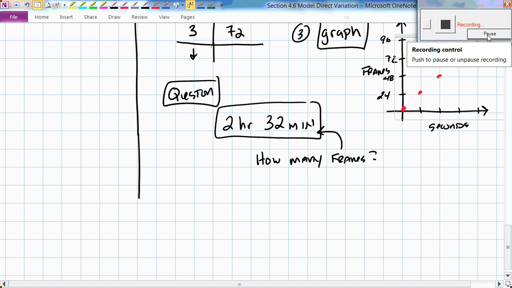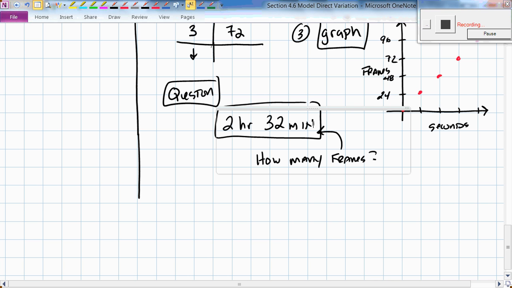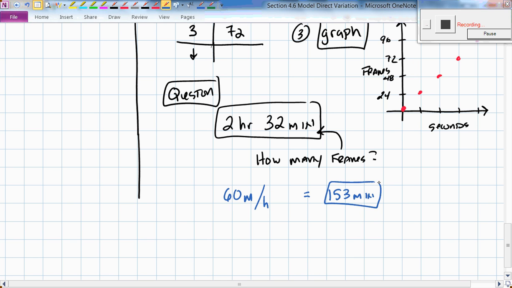It turns out, we looked it up on Google, and The Dark Knight's 153 minutes, so I was off by 1 minute. So we corrected our error there. Okay, how did you figure out how many frames we looked at here? Morgan, what'd you do first? Okay, so there's 60 minutes in an hour. So there's 60 minutes for every 1 hour. Okay, so what does that mean? 153 minutes. So we have a total of 153 minutes total on The Dark Knight.